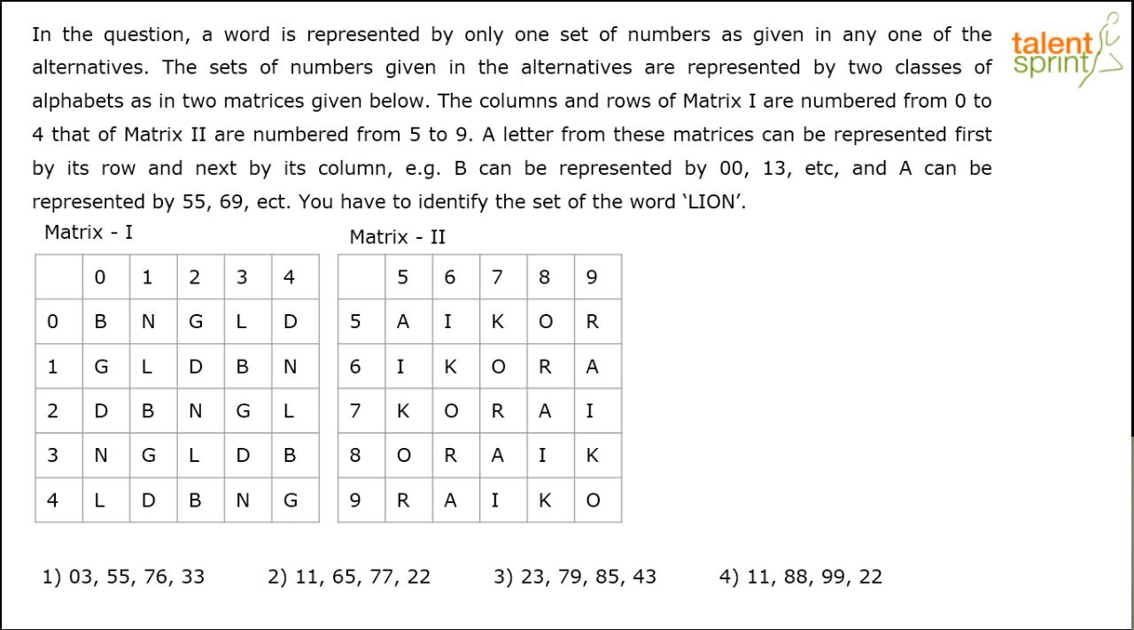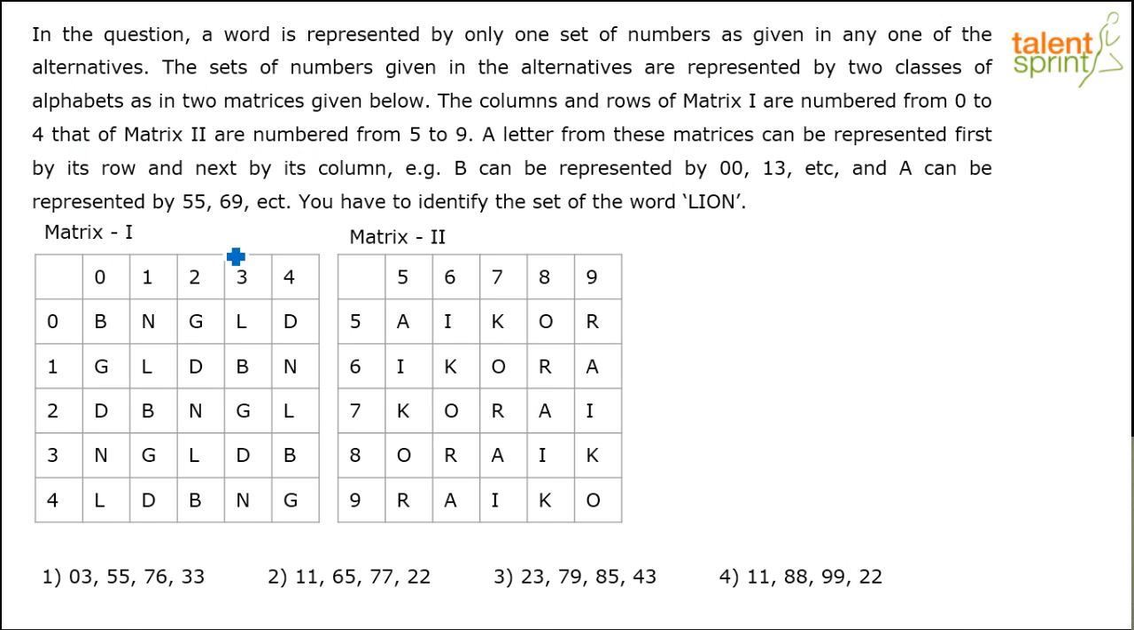Here's the next question. Now, this is the standard matrix question from SSC CGL exams, right? So understand this quickly. What does it say? In the question, a word is represented by only one set of numbers as given in any one of the alternatives. The sets of numbers given in the alternatives are represented by two classes of alphabets as in two matrices given below. The columns and rows of matrix 1 are numbered from 0 to 4 and that of matrix 2 are numbered from 5 to 9.